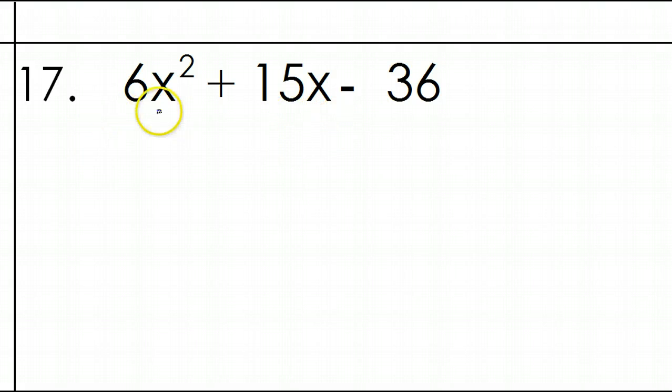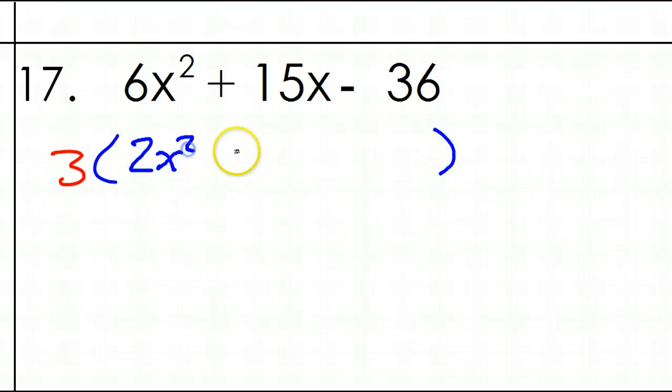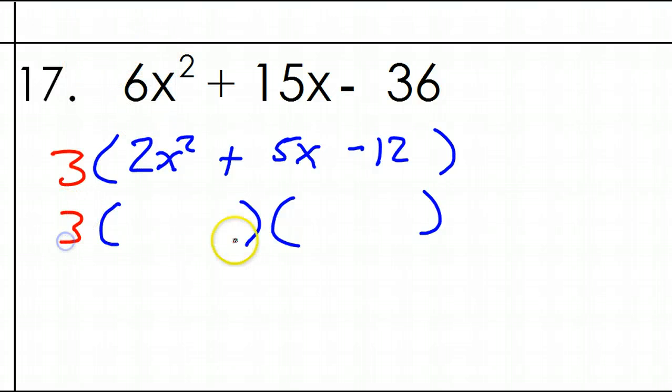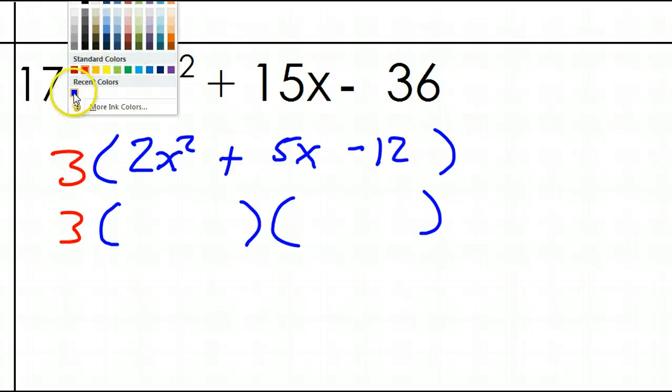3 divides evenly into all of these, so you really want to pull out that 3 before you do anything else. Let me make the 3 a different color. Okay, so leave that 3 out there. If you divide everything by 3, that's going to give us 2x squared plus 5x minus 12. So now we're going to factor the trinomial shown here in blue. We're going to factor this like usual. Okay, but we're going to keep this 3 out there. Alright, so let's do our process.